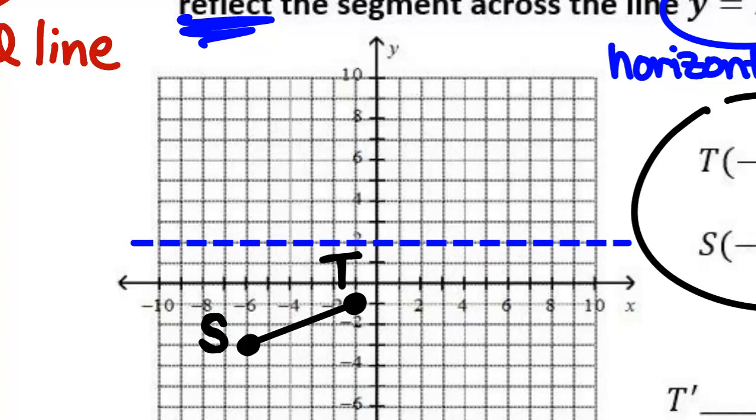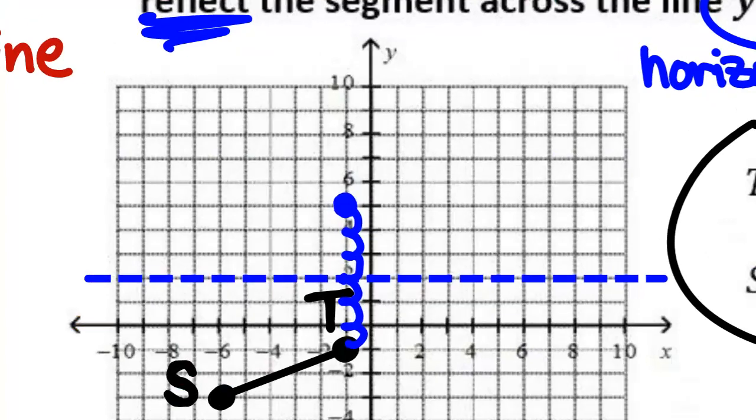So how far away is T from that line? How many hops would it take me to get from T to that line? 3 hops. I'm not moving left or right at all. I just want to go straight up to that line. So 1, 2, 3. So I'm going to go 3 units on the other side now. 1, 2, 3. Right here is where T prime would be.